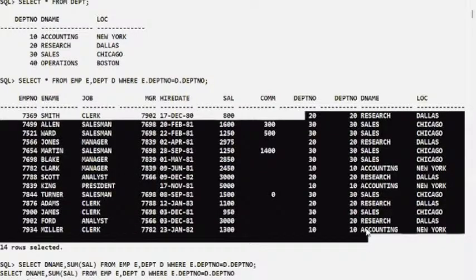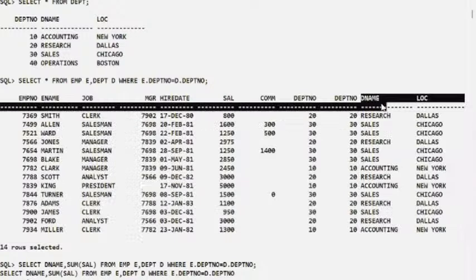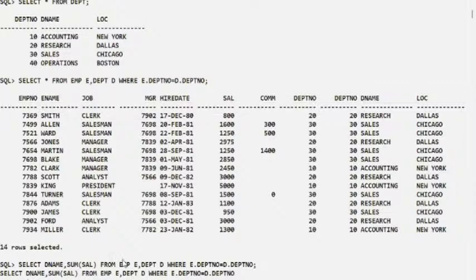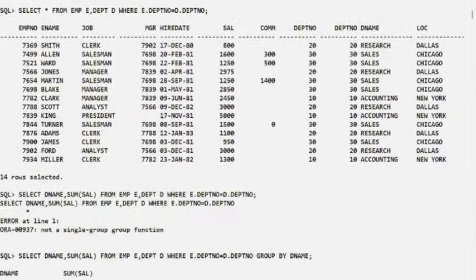After matching data, then what we applied? Group by on which column? Department name. So every department name is separated. After separated, on their separated salaries, what function will be executed here? Sum function. And now we can see accounting 8750, research 10,000 above, sales 9,400. Got it now? Right, write down below.